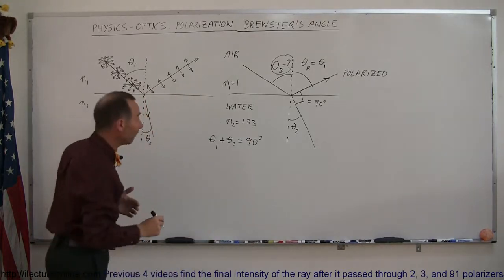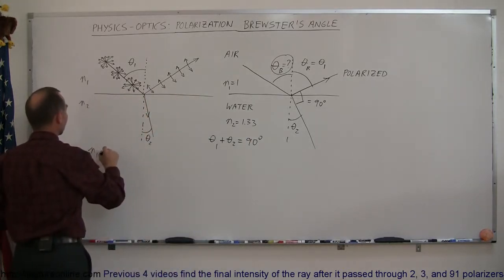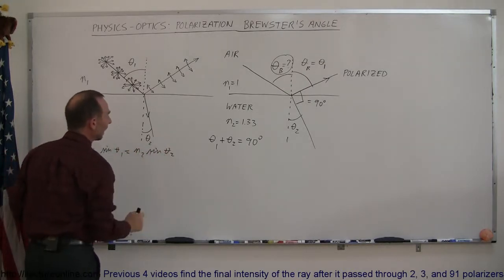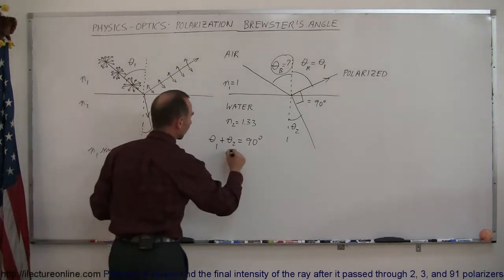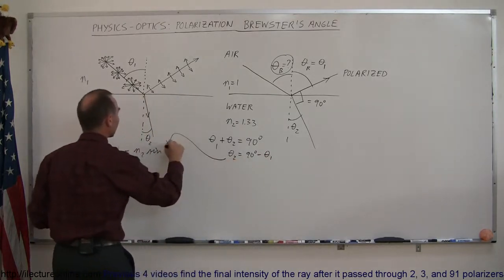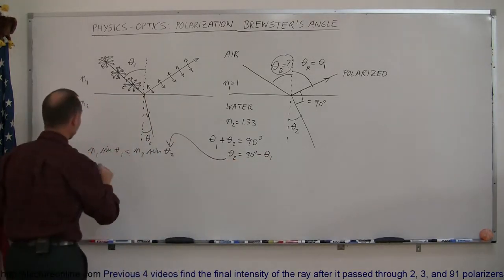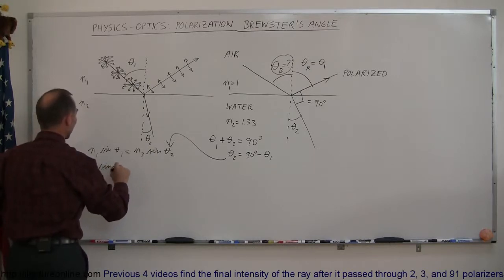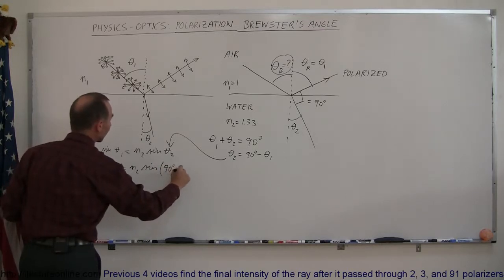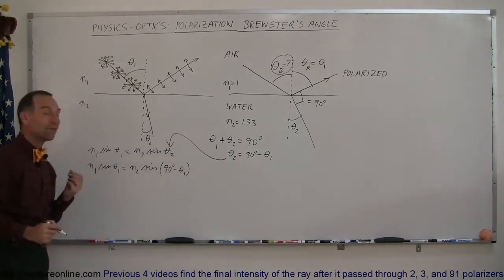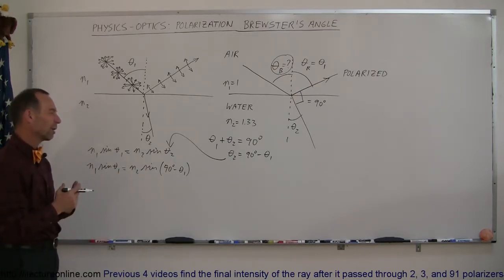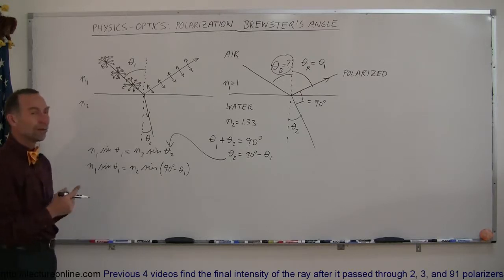Now if we use Snell's law, where N1 sine of theta 1 is equal to N2 sine of theta sub 2, and then realize that theta sub 2 can be written as 90 degrees minus theta sub 1, and reinsert that into Snell's law, we get N1 sine of theta 1 is equal to N2 times the sine of 90 degrees minus theta sub 1. And now notice we have an equation with only theta sub 1 in it. Of course, we still have this 90 degrees there, which we want to get rid of. So how do we get rid of that 90 degrees minus theta sub 1?